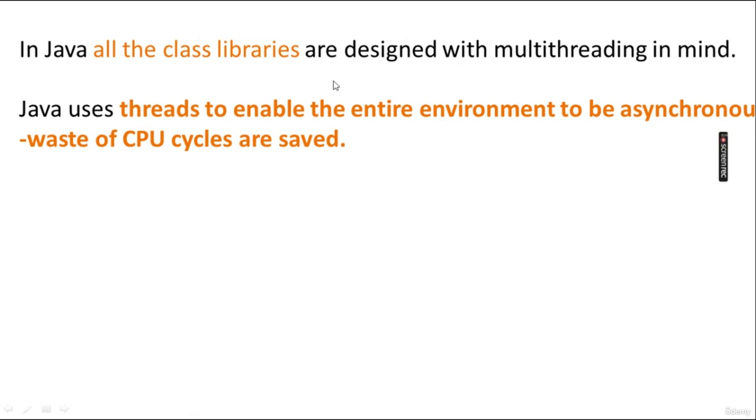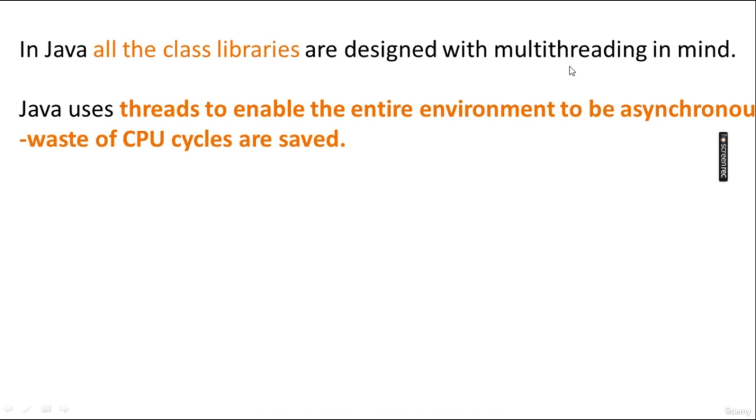In Java, all the class libraries are designed with multithreading in mind. Whatever class libraries are inbuilt in Java, they are designed in such a way that multithreading can be done. So at the same time, multiple programs can run concurrently.